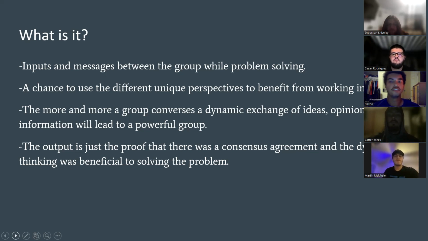In a small group, each individual brings a unique perspective to the table. The diversity of thought is a tremendous asset when tackling complex problems. Different viewpoints can offer fresh ideas, unique angles, and innovative solutions. As the group engages in conversation, there's a dynamic exchange of ideas, opinions, and information. This exchange is like a crucible in which the raw materials of diverse thinking are forged into a powerful, unified group. The input in this case is not just a solution to the puzzle, but proof of a consensus agreement. The evidence of dynamic thinking that took place within the group, leading to the successful resolution of the problem.